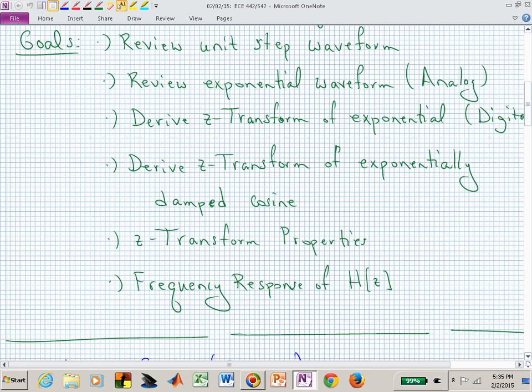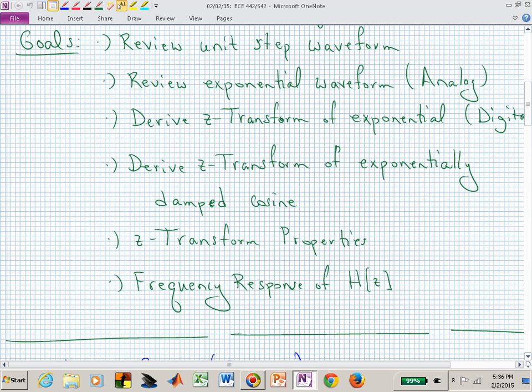Then we'll really just state some Z-transform properties that are consistent with Laplace transform properties, which allows you to maybe obtain the Z-transform of more involved waveforms or signals. And we will try to look at the frequency response of a system. H of Z could be a plant, some mechanical system, an electrical system. It could be a filter. But now we excite that. We put as an input some sinusoid. And what does the output look like after it gets filtered or processed by that H of Z?